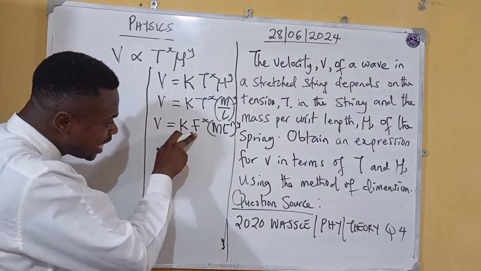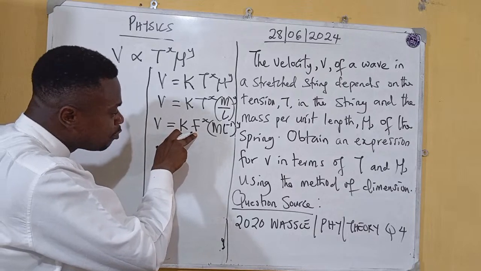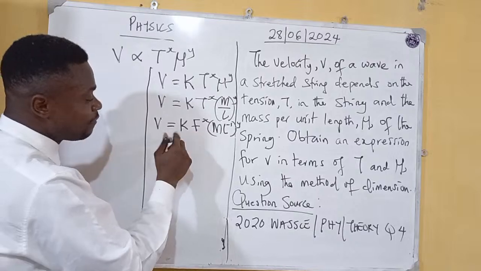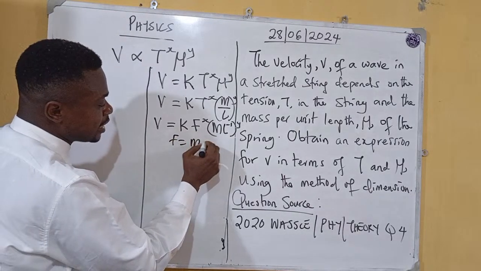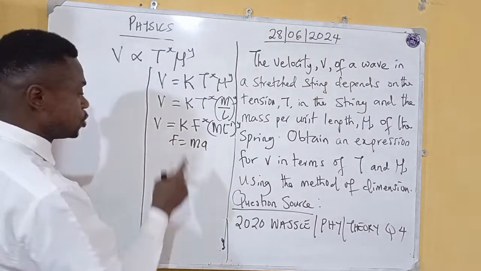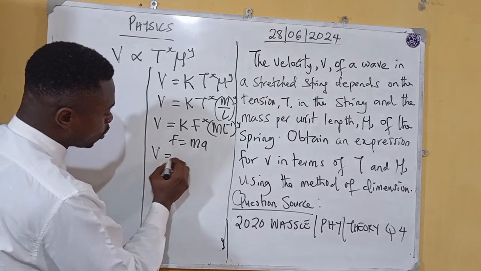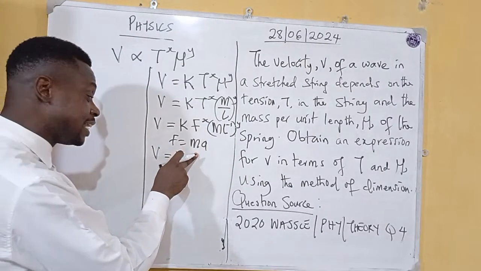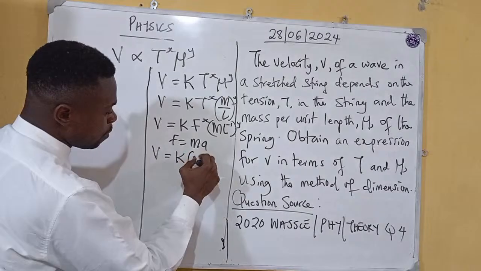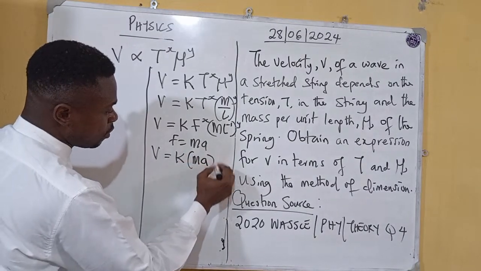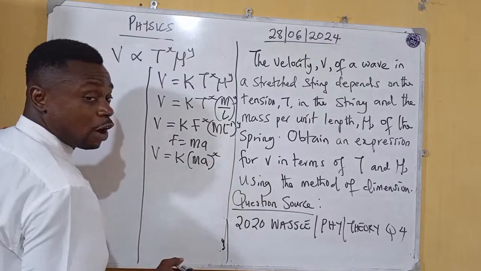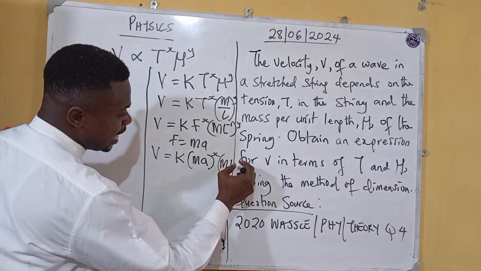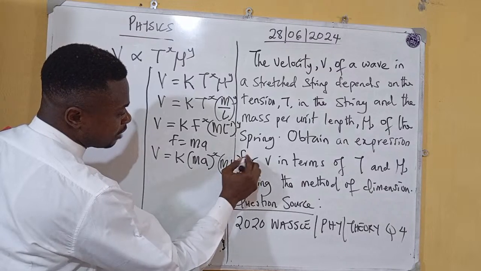Let's break this. This force is this force now. We need to break it down to get the actual quantity that makes up this force. Remember that force is equal to what? Mass times what? Acceleration. So velocity is now equal to K. Whenever we see force, we replace it with mass times acceleration. So we have mass times acceleration, or bracket raised to power X. Bracket open again, mass times length, or bracket raised to power what?